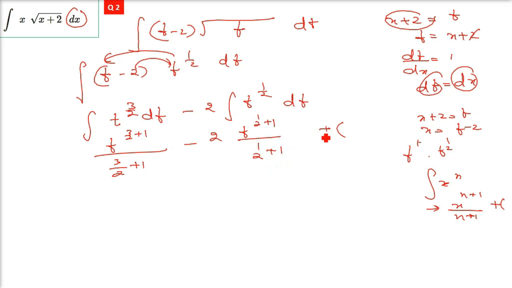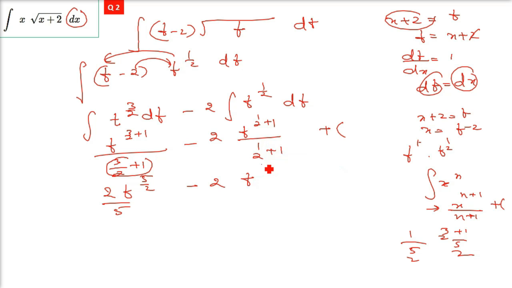Now constant of integration will always be there. 3 by 2 plus 1 is simply 5 by 2. Let me show you. 3 by 2 plus 1, it goes up like this, 5 by 2. So t to the power 5 by 2, and this also 5 by 2, when it goes up it will be 2 by 5. So we have 2 by 5 here, t raised 5 by 2, minus 2, and t raised 3 by 2 goes like this.